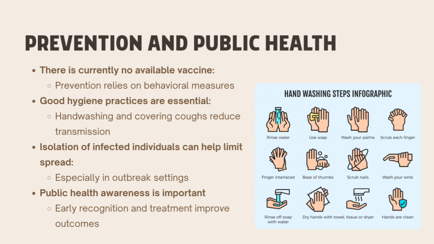While there's currently no vaccine available for Mycoplasma pneumoniae, we can still take preventive measures, which rely heavily on good hygiene practices such as hand washing and covering when you're coughing and sneezing, which is essential to reducing transmission. Isolation of infected individuals can also help prevent outbreaks, especially in crowded environments. Public health awareness and early diagnosis are important because timely treatment can significantly improve patient outcomes.